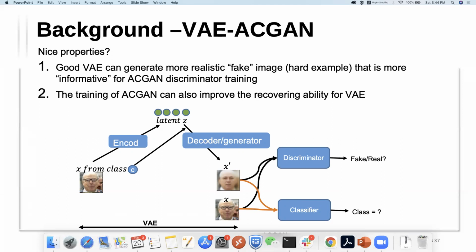So GAN's purpose is just to make sure the images are in the distribution, right? But for VAE, isn't it just the same job? It's just a decoder. It just provides a decoder. And can you repeat again how the VAE and GAN can complement each other?